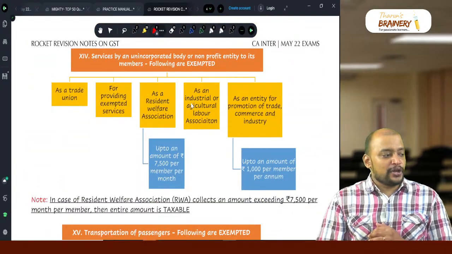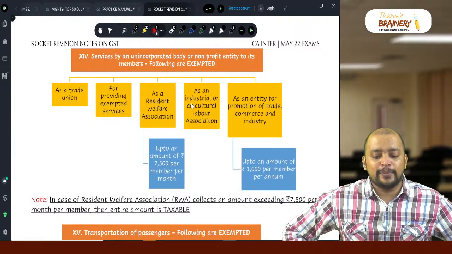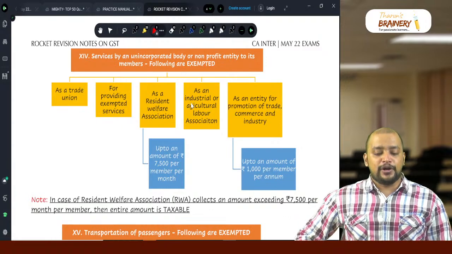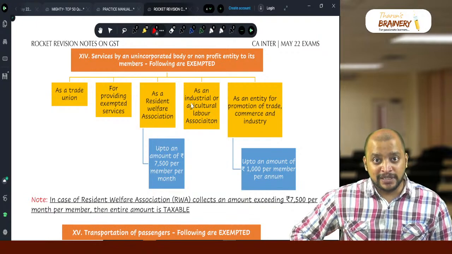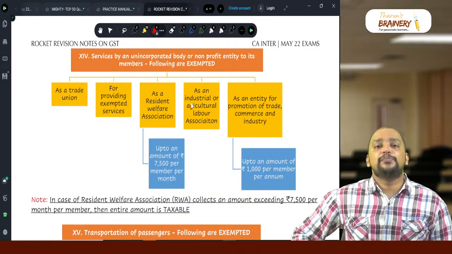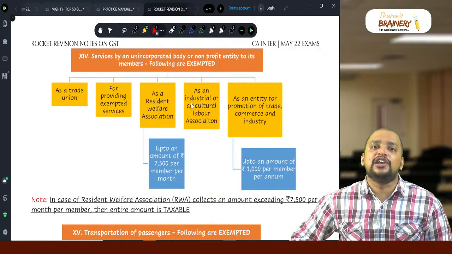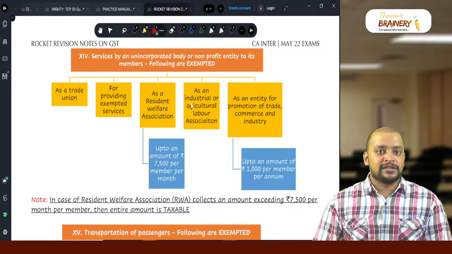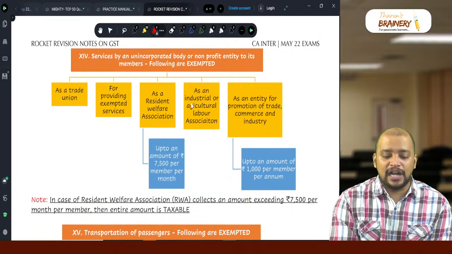Then next point is services by an unincorporated body or a non-profit entity to its members. So there is an unincorporated body or a non-profit entity which is providing services to its members and they are collecting some charges. Suppose if that non-profit entity or unincorporated body is a trade union or association of traders, it will be collecting membership fee from the members.